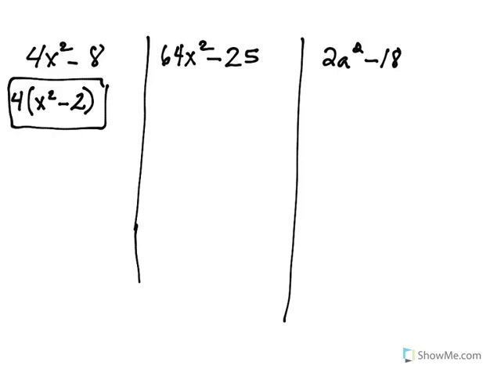Then we have 64x squared minus 25. So there is no GCF here. So we look, we have 64x squared. 64 is a perfect square, 8 times 8. 25 is a perfect square, 5 times 5. We know x squared is a perfect square because it's just an x times an x. So we're going to do two sets of parentheses. 8x, 8x, 5, 5. One's a plus, one's a minus. And that's it.